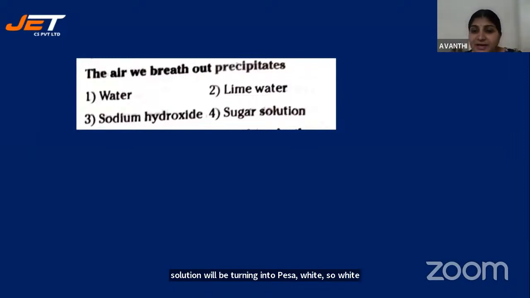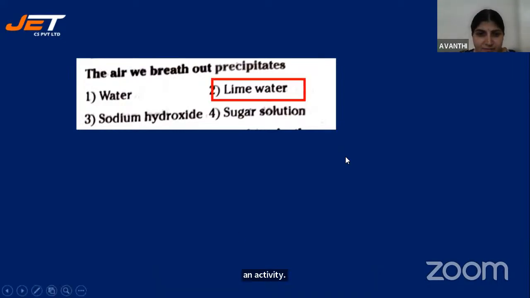So we can check the carbon dioxide reaction here, and we can come to the conclusion that the exhaled air mostly contains carbon dioxide. It's an activity, an activity-based question. So it is lime water.